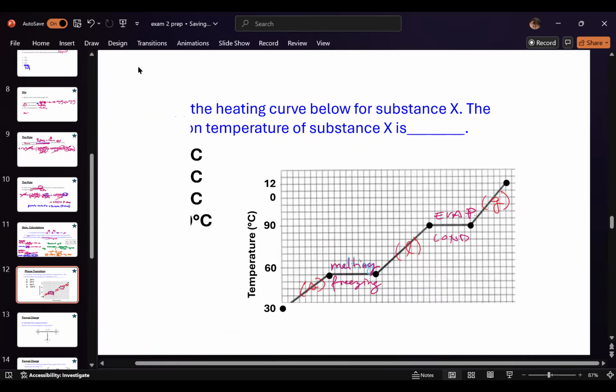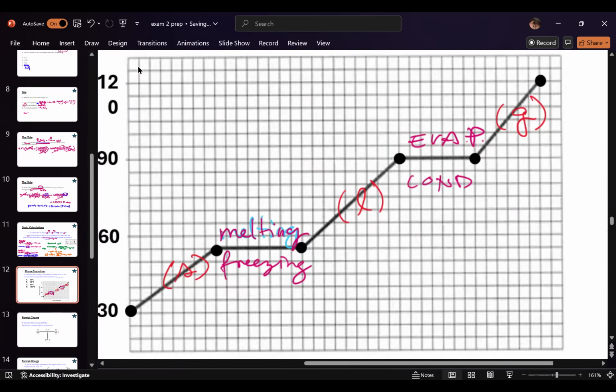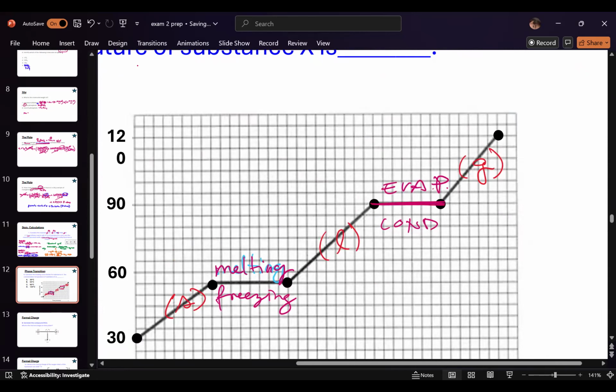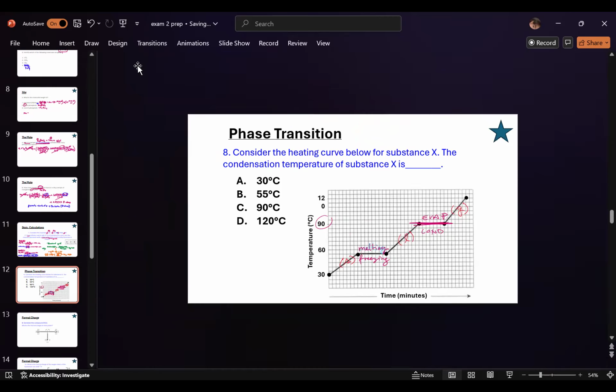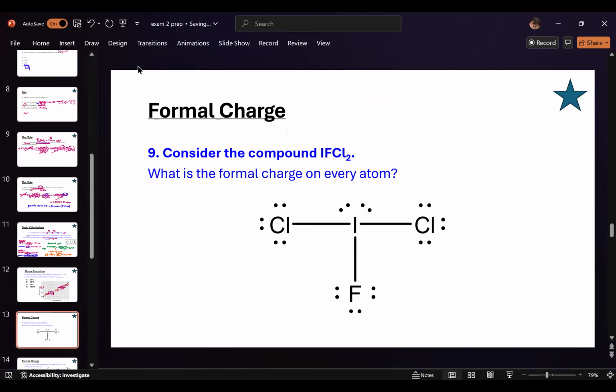The question is asking us where condensation is happening. Well, it will be around the temperature that you see here, in between this line. It can be either condensation or evaporation. It will be temperature 90 degrees Celsius. That's how you read this graph and that's how you interpret this graph.